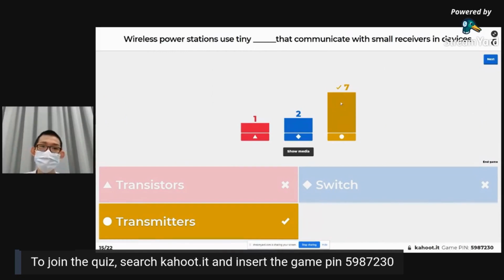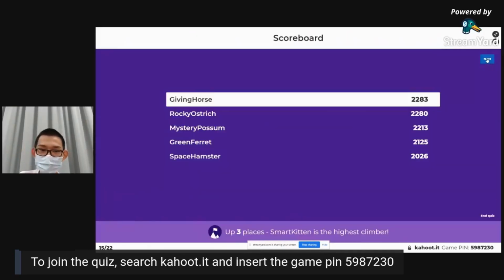The answer is transmitters. So transmitters transmit, a switch can break a flow, and transistors can switch or amplify. And as the explanations would suggest, a switch or transistors is not the ideal component to communicate with small receivers in devices. Check out the scoreboard. Again, we've got a different positioning of players, with Rocky Ostrich taking first place, followed by Giving Horse. And in third place, we have Green Ferret. Keep the answers coming.